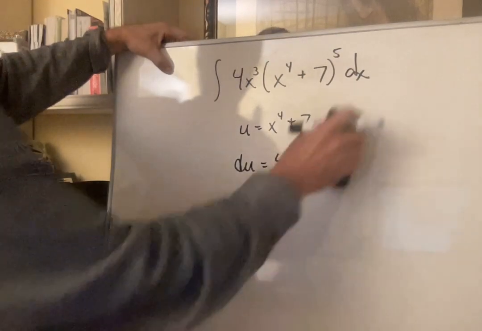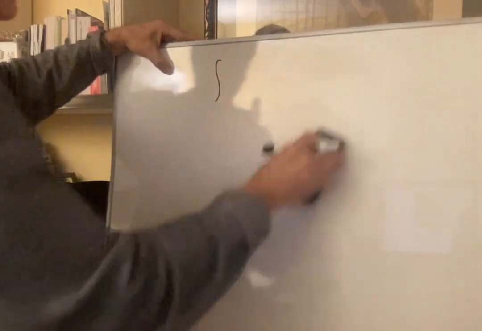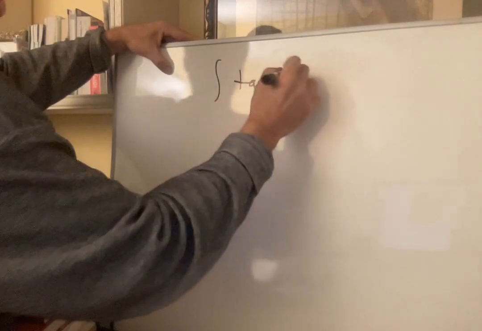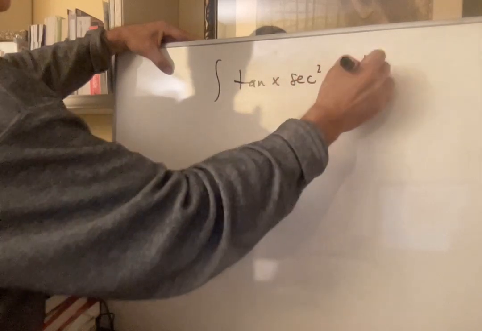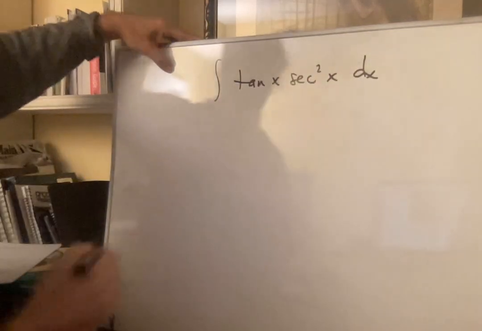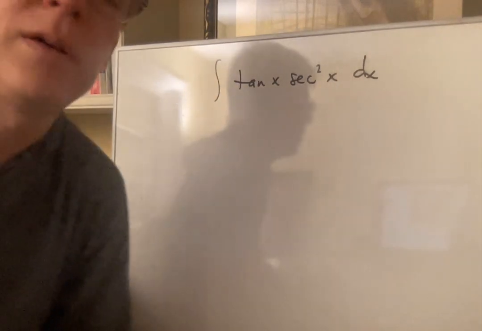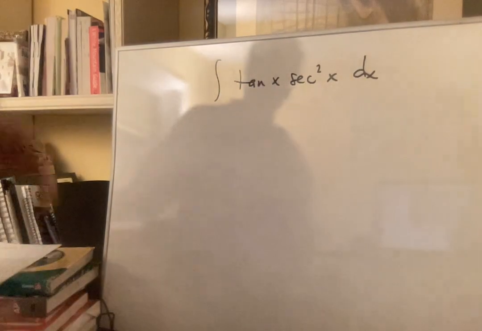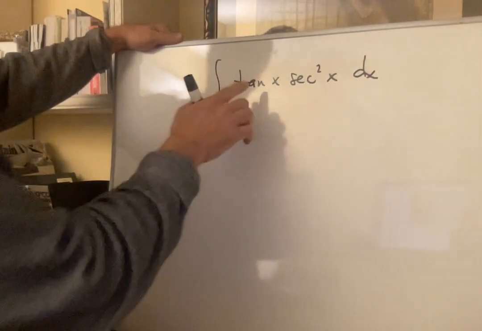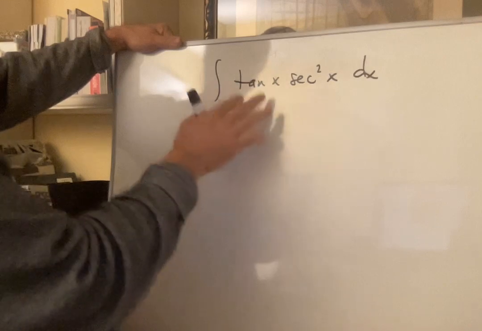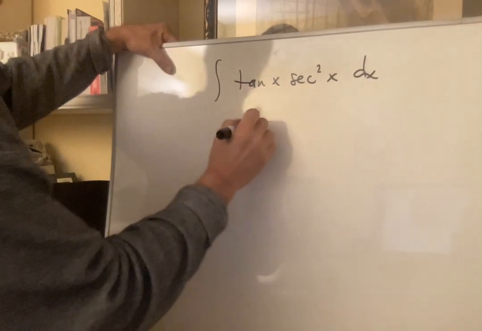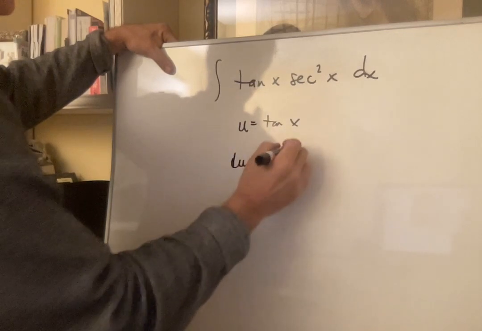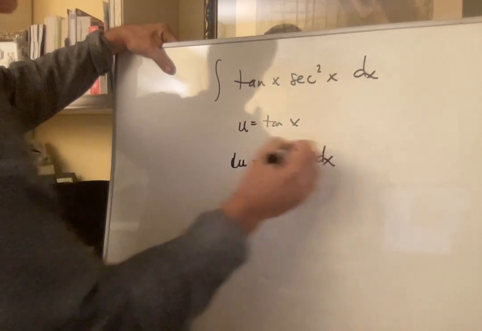Let's do a trig one. Last one, okay? And then I'll let you go do work. Tan x secant squared x dx. Stop the video and see if you can figure out what a good u is. I know my trig derivatives because the derivative of tan x is secant squared, so this is my u. U equals tan x, so du would be secant squared x dx. Okay?